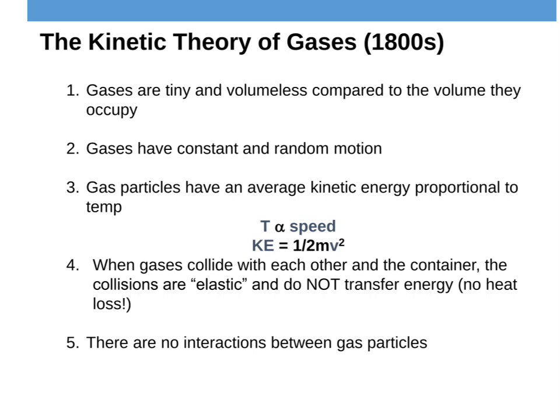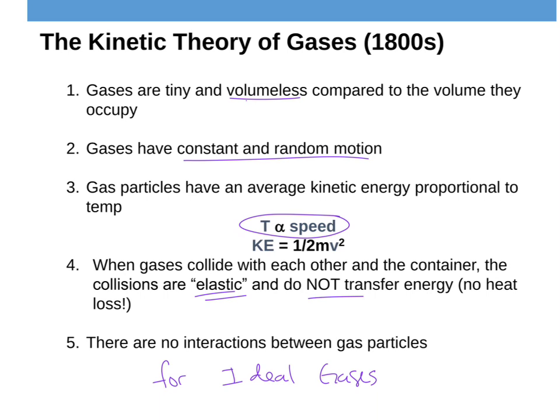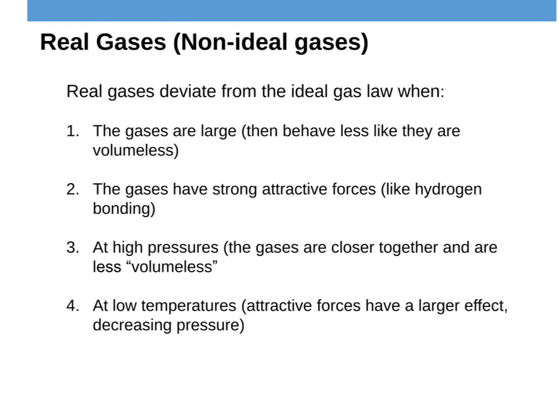Just the gases are tiny. So this is for ideal gases. What we're saying is that ideal gases are volumeless. Ideal gases have constant random motion. For ideal gases, temperature and speed are proportional to one another. They have elastic collisions. They do not lose energy when they bounce into things. And there are no interactions between the gas particles. They don't feel each other at all, neither repulsion nor attraction.